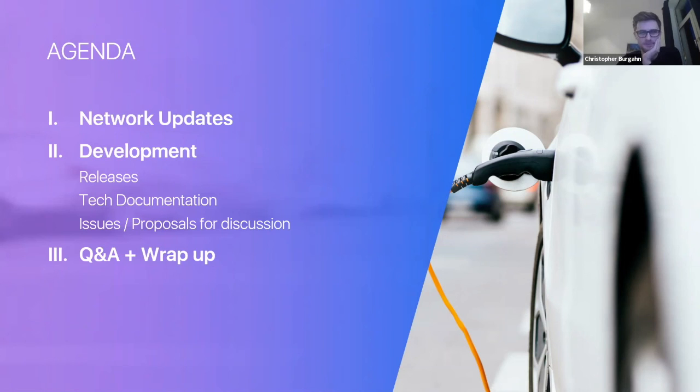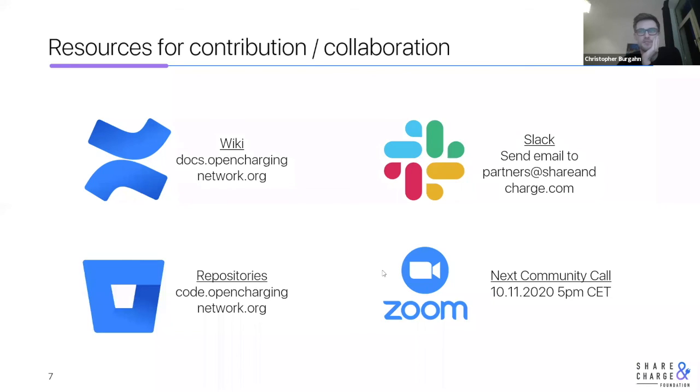Okay, then I wrap it up with this general slide that we typically also use for showing what is around the Open Charging Network. As already mentioned, the wiki, we have the repositories, then we have a Slack channel that you can join as an active community around the OCN. And our next community call is actually not on the 10th of November, because that is today. It's on the 8th of December, if I'm not mistaken. Yes, that's the second Tuesday in December. And we will also set up a Confluence page to update you.